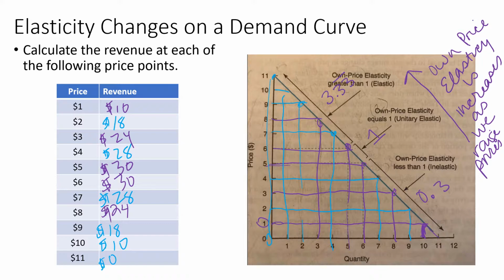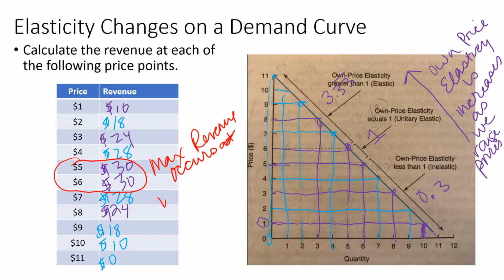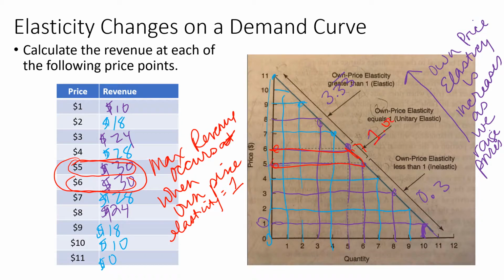So what does this mean? This means that, first of all, our maximum revenue and profit occurs when own price elasticity equals 1. This is that $5 to $6 range. That was the same point that we had everything equaling 1.